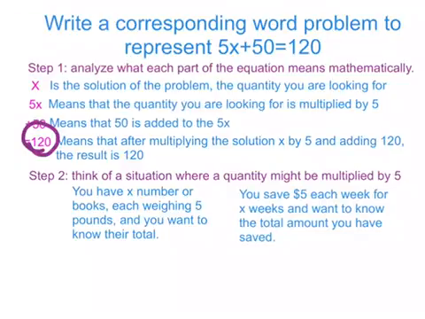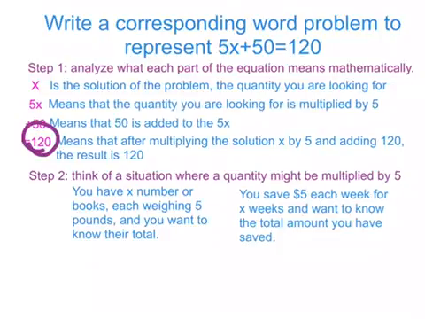Now, think of a situation where a quantity might be multiplied by 5. Can you think of one? I have 2 cats, and I need to multiply by the 5 kids that want the 2 cats. I was thinking I was going down to the lunchroom and I want 5 chocolate milks right now. So how many people with me will want 5 chocolate milks?